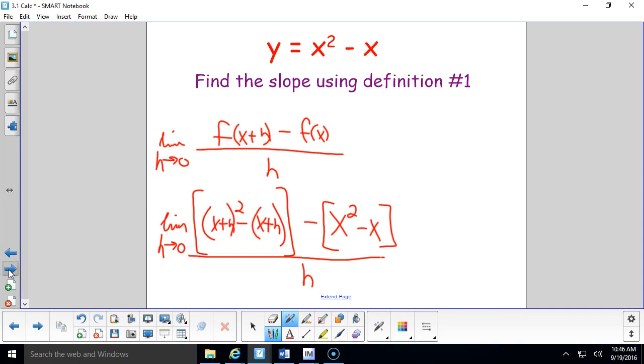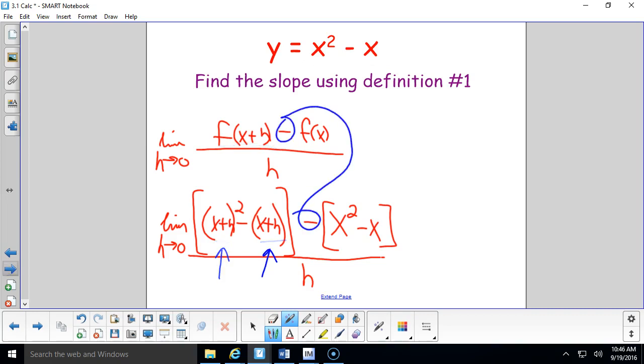So to do that, it's a little bit of a lengthy process. We know some shortcuts, but we need to have down this long method as well. Limit of difference quotient. So I'm going to take the function x squared minus x. Everywhere in that equation I see an x, I'm going to plug in x plus h. So x squared minus x, I plug in x plus h, plug in x plus h.